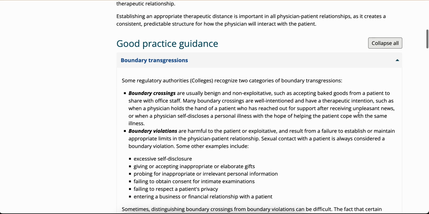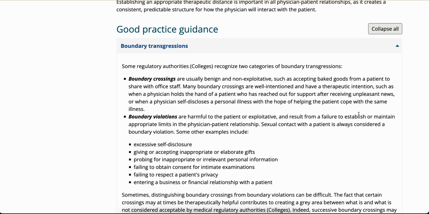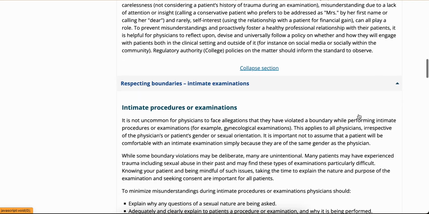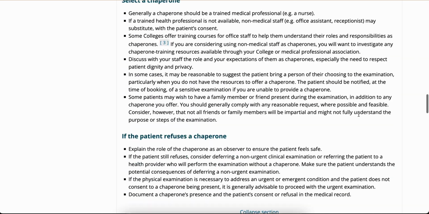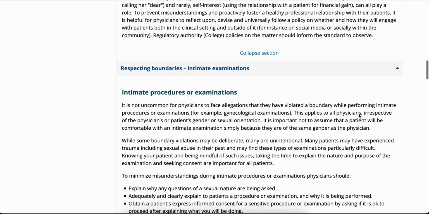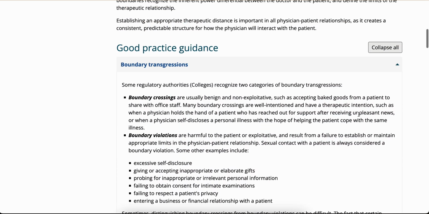So I'm going to start the guidance, which is, number 1, boundary transgressions. Number 2 is respecting boundaries, intimate examinations. Number 3 is respecting boundaries, the slippery slope. So these are 3 different types of things, and they will discuss a few aspects of how the boundaries can look.